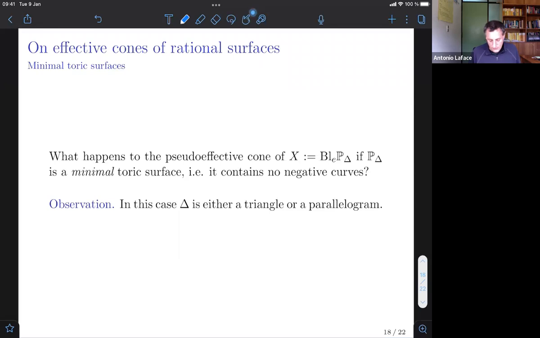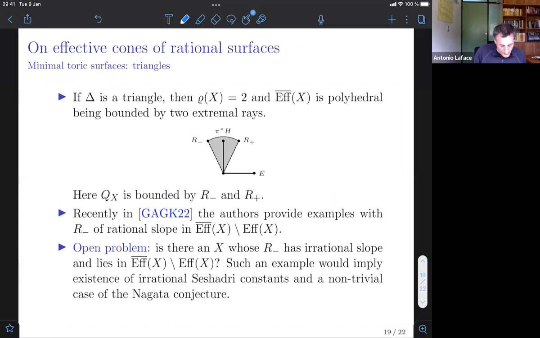The case of the triangle has been studied a lot by several authors, but I have to stress, mostly from the point of view of pseudo-effective cones, by Gonzalez Anaya, Gonzalez and Calecaro. In this case, let me say the following. If delta is a triangle, then the Picard group of X is of rank 2. It could have torsion.